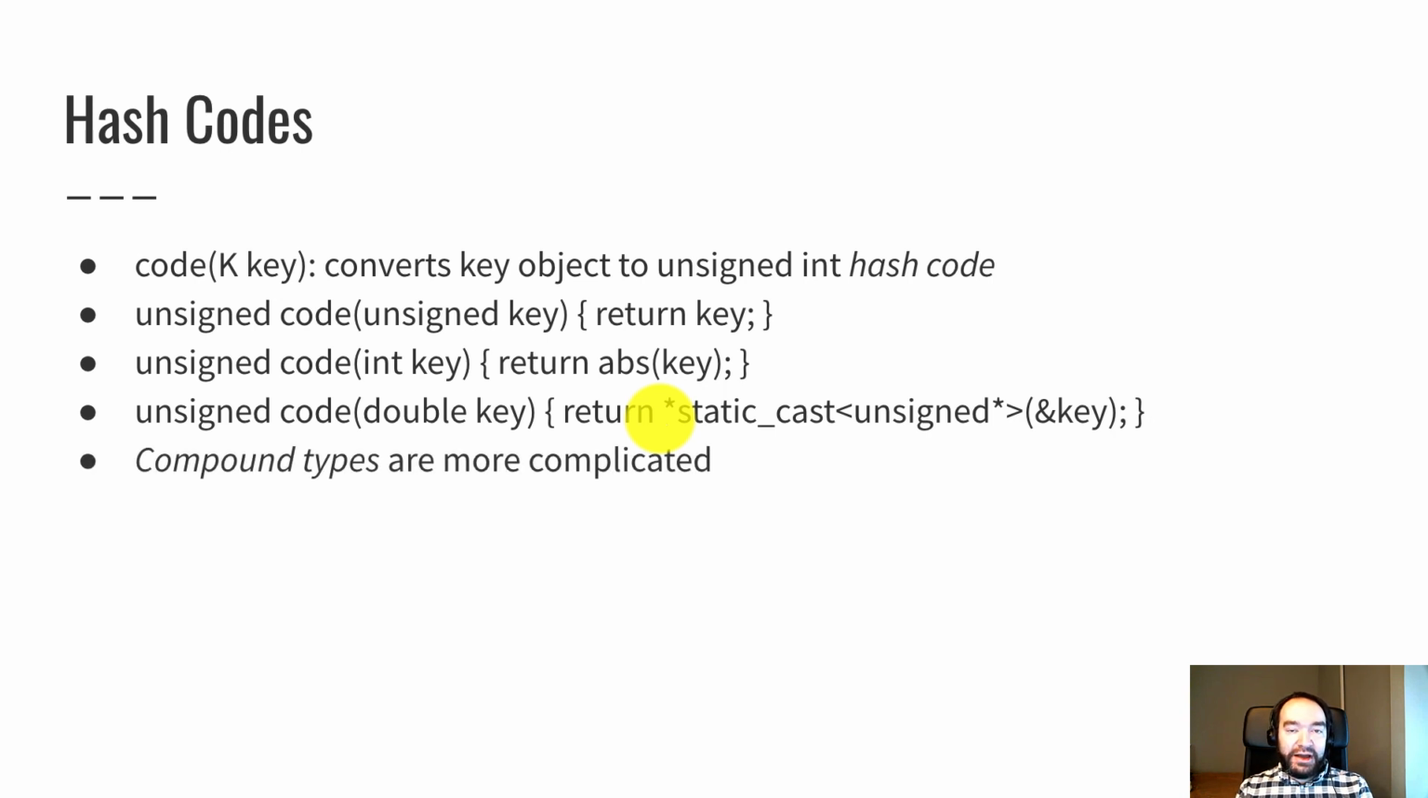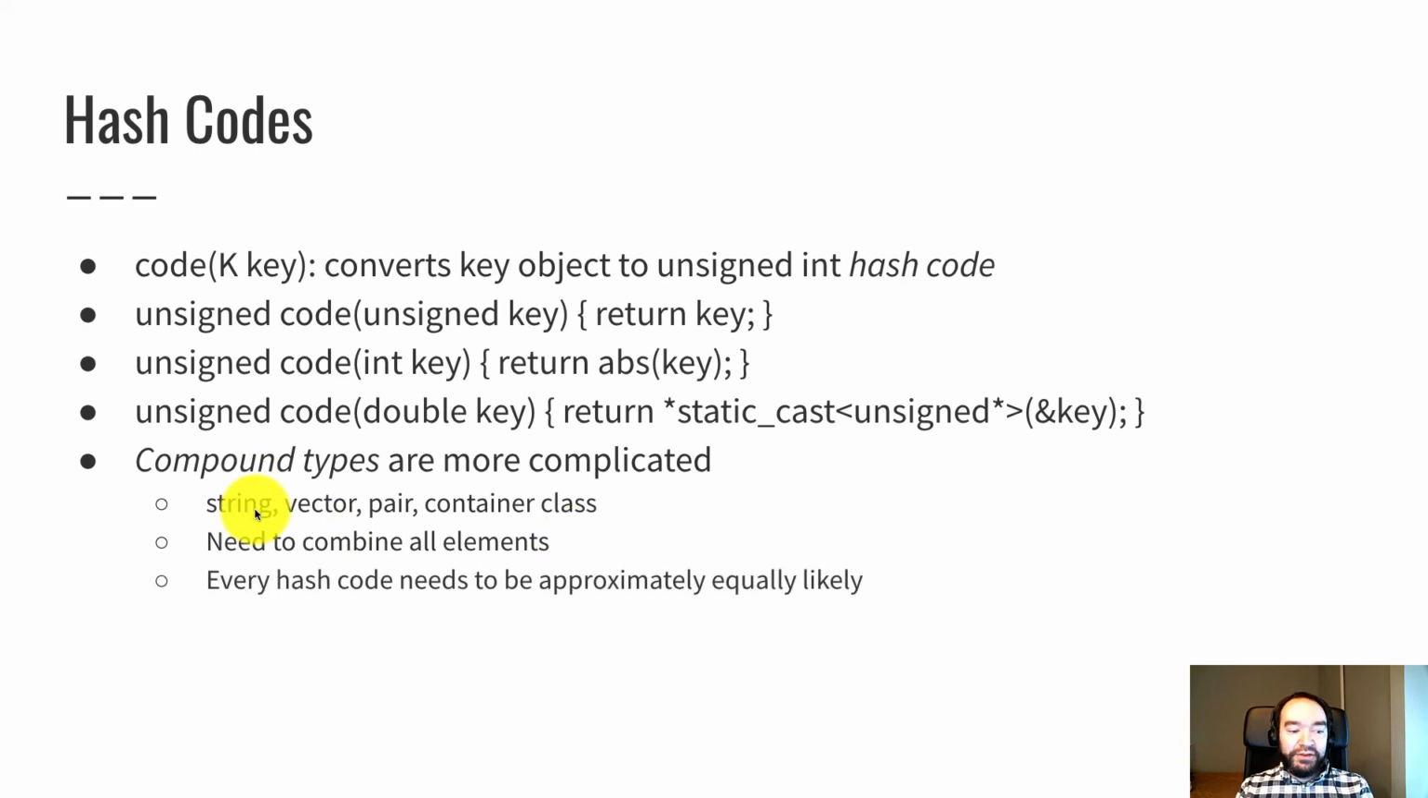Compound data types are more complicated. Compound data types are data types that have multiple elements in them, like string, vector, pair, or a container class that has a few data members. In order for the hash to work well, it needs to combine all of the elements in the collection. So if we hash a string, we need to involve every character in the string. Also, we want every hash code to be approximately equally likely. So that means that some simple ways of aggregating a compound data type don't actually work very well.